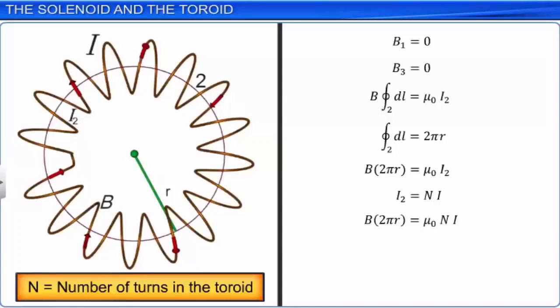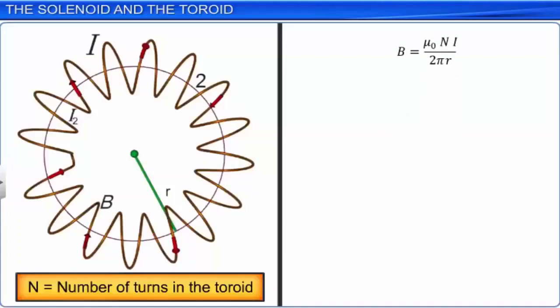Note that the magnetic induction is inversely proportional to the radius of the toroid, provided the other quantities in the expression are constant. That is, as the radius of the toroid increases, the magnetic induction decreases. Magnetic induction is directly proportional to the current passing through the toroid, when the other quantities in the expression are constant. Hence, as the current passing through the toroid increases, the magnetic induction increases.